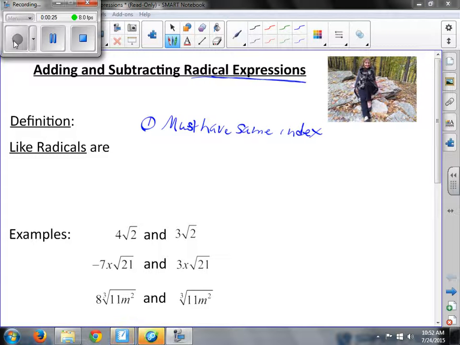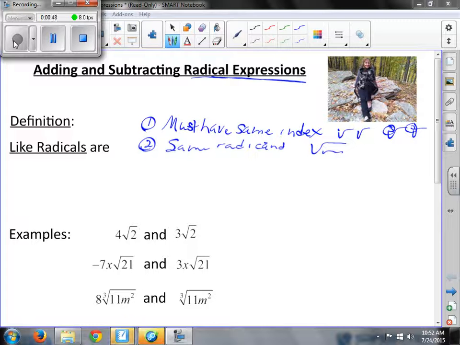That means that they need to be square roots or they need to be cube roots. They have to have the same index. The little number right here has to be the same. They must have the same radicand, and that's what's under the radical.